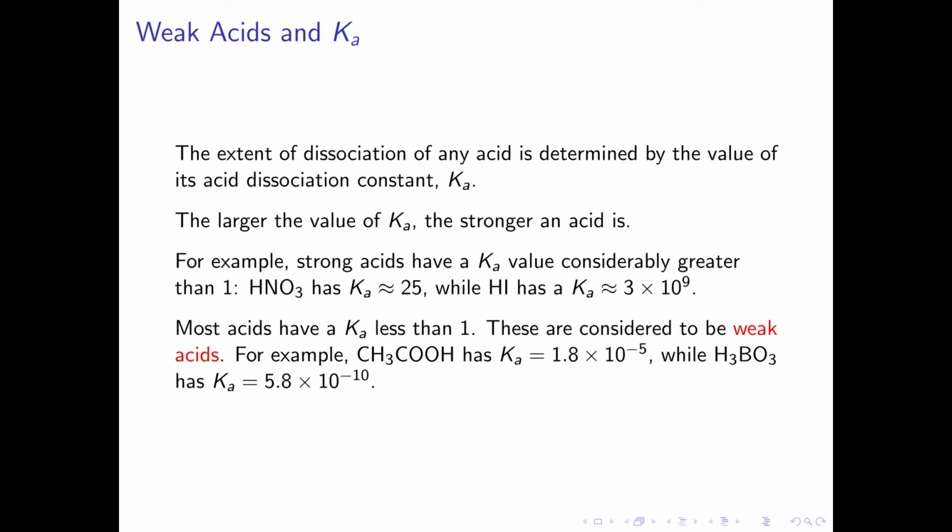Most acids have a Ka value less than 1. These are considered to be weak acids. For example, acetic acid has a Ka value equal to 1.8 times 10 to the negative 5, while boric acid has a Ka value of 5.8 times 10 to the negative 10. Note that because acetic acid has a larger Ka value than boric acid, we consider acetic acid to be a stronger acid than boric acid.